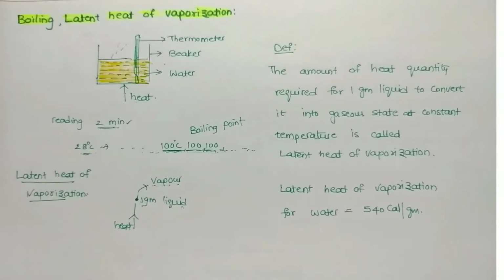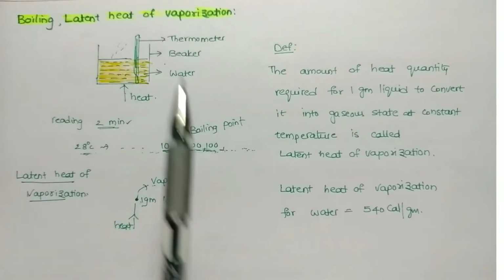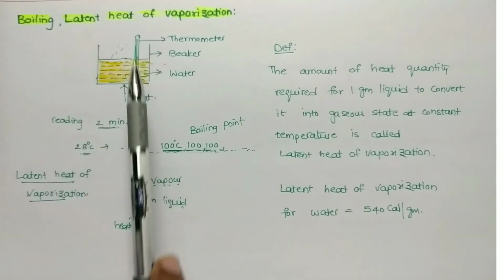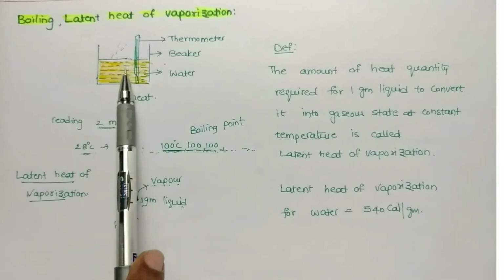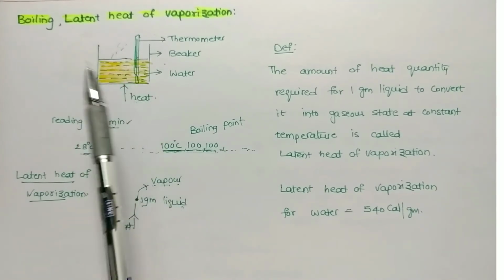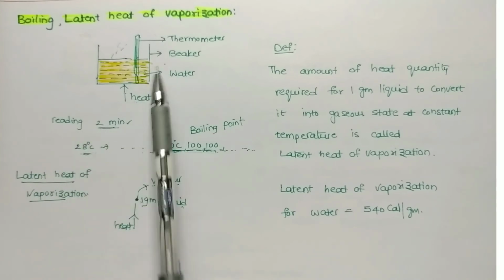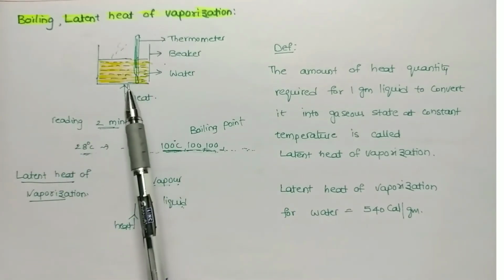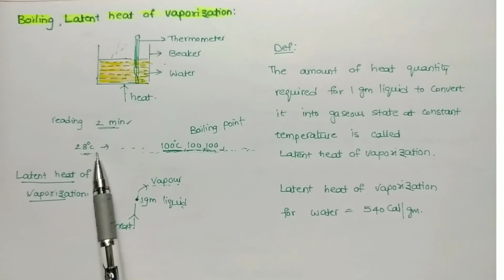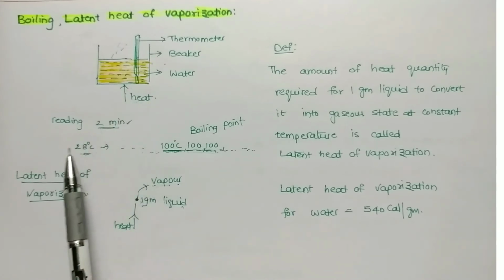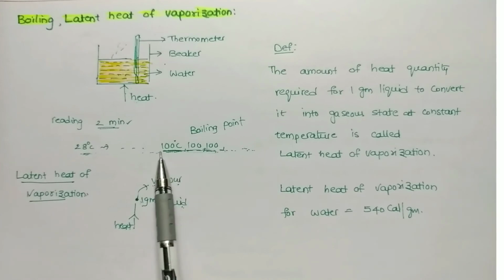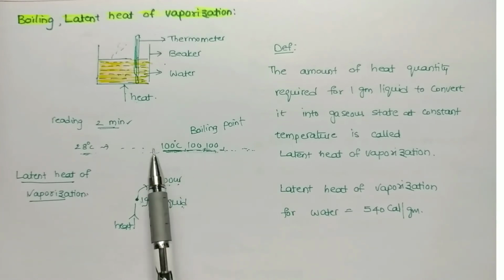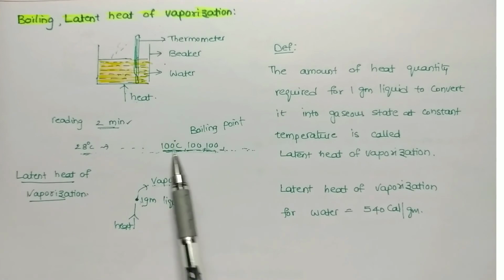When coming to boiling and latent heat of vaporization, for this purpose we have to take one beaker and add some water to it and put a thermometer into the water, and then heat the beaker and observe the reading of the thermometer every 2 minutes. Let the temperature of the water be 28 degrees centigrade. Then upon supplying heat energy, the temperature of water increases and attains one particular value, and after this the temperature remains constant for some time, and this process is called boiling.